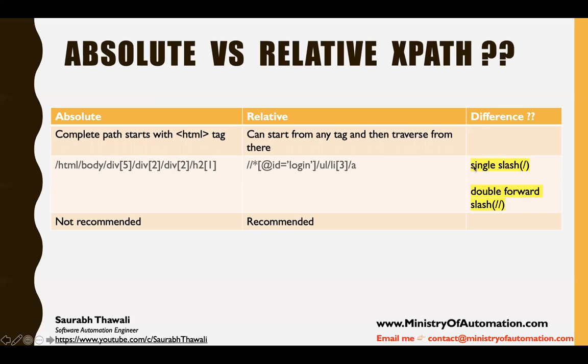Now this is a small difference, but easy to understand: the absolute XPath starts with a single slash, whereas a relative XPath starts with a double slash. That's the one thing to observe. As I said, the absolute XPath is not recommended because it may be fragile and may break if there is any slight change in the element structure. The relative XPath is something we recommend.